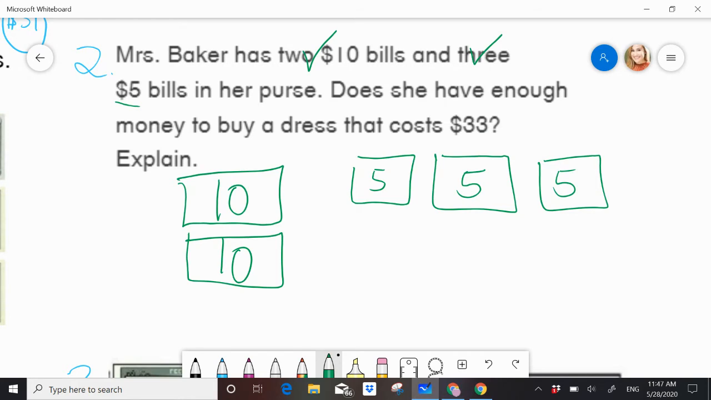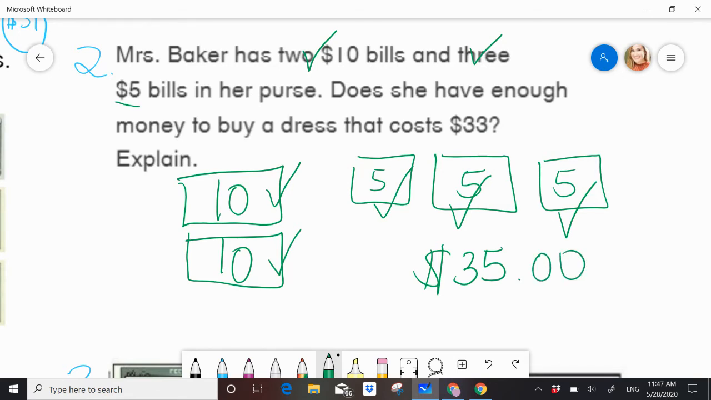Well, let's check it out. I have 10, 20, 25, 30, 35. She has $35. Can she buy a dress that costs $33? Yes. My explanation is she has $35.